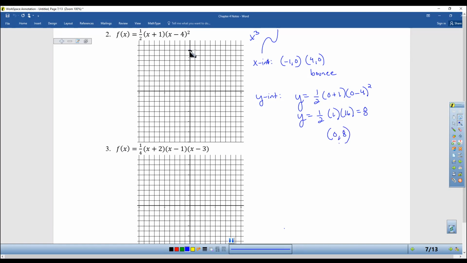2, 4, 6, 8. I know I need to bounce at 4. 1, 2, 3, 4, and -1. This is not the maximum. I mean, it could be, but the chances are really slim, especially looking at how the graph goes. So it's important to me that when you graph this, you go through and then you go like that.